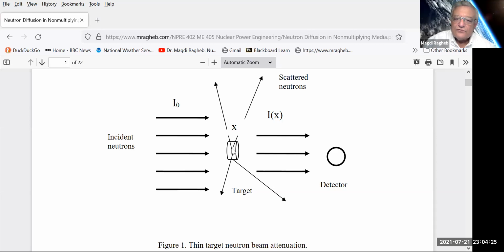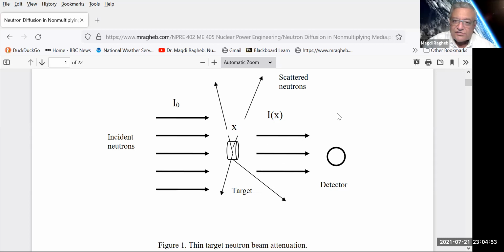Some of those neutrons will be absorbed, but most of them will scatter. And this is shown by those arrows here scattering away from the beam. So the beam intensity is reduced by that scattering and absorptions. Notice that we don't have a multiplying medium, so the neutrons are not going to multiply. In that case, you find that the beam intensity I sub 0 becomes I of x, and it is attenuated.